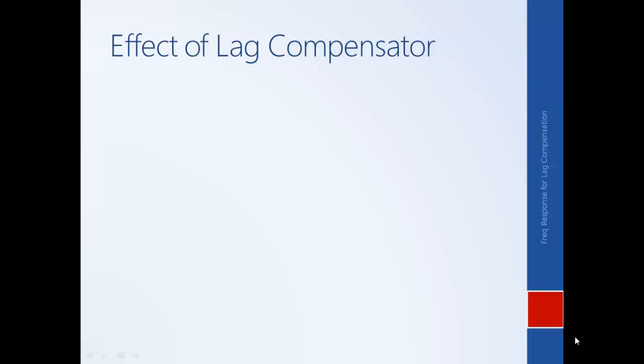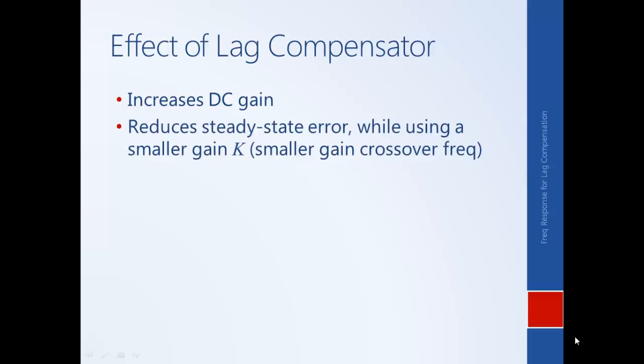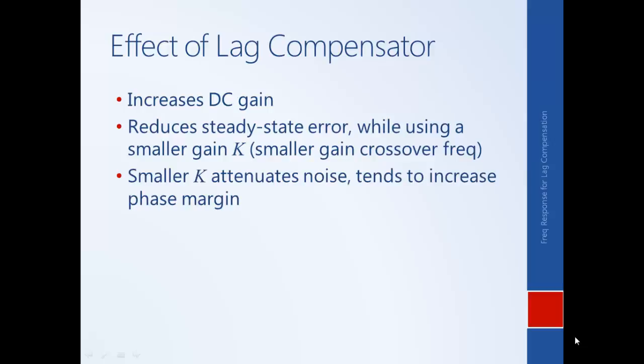Summarizing what we saw on the previous slide, the lag compensator tends to increase the DC gain of the open loop system. And so the benefit of that is that it reduces steady state error. The benefit of using a lag compensator instead of just trying to reduce all of the steady state error with a simple gain is that we're able to get the larger magnitude at low frequencies while not increasing the magnitude at higher frequencies. And so the effect of that, by keeping the magnitude lower at higher frequencies, is it tends to attenuate noise better.